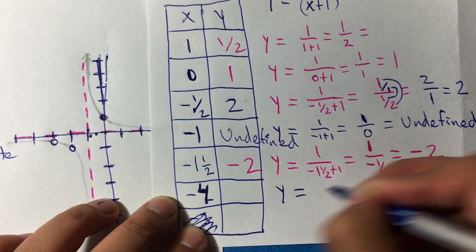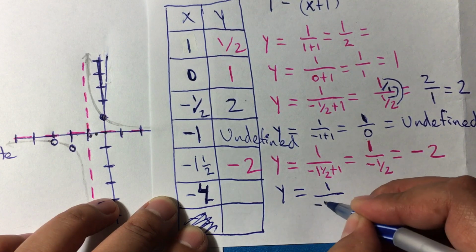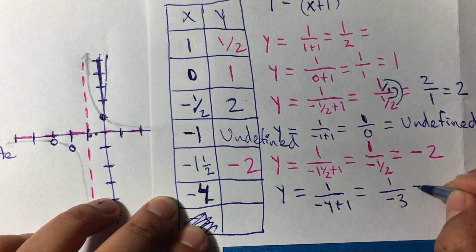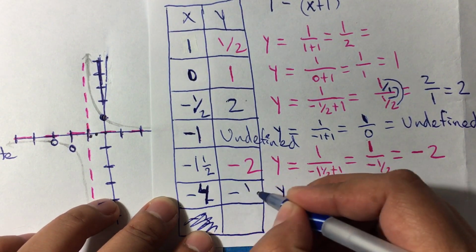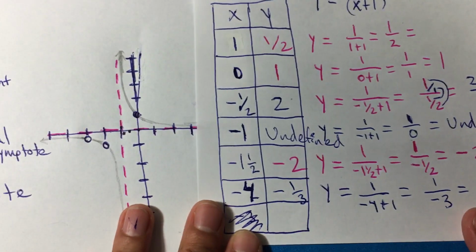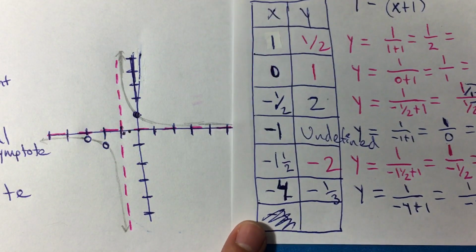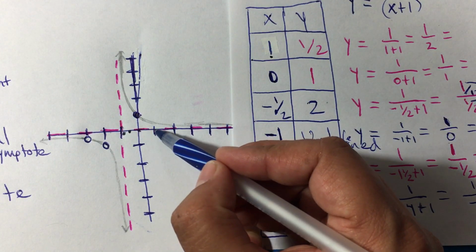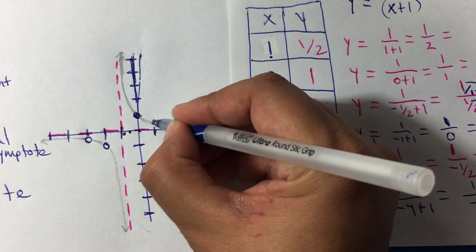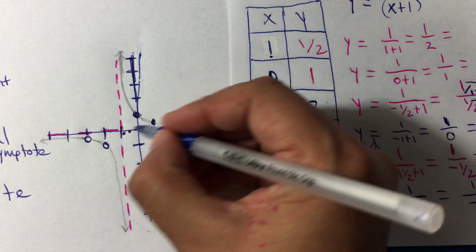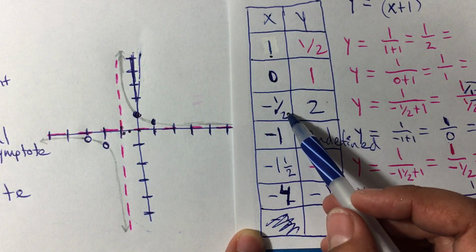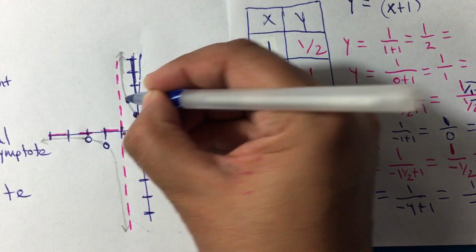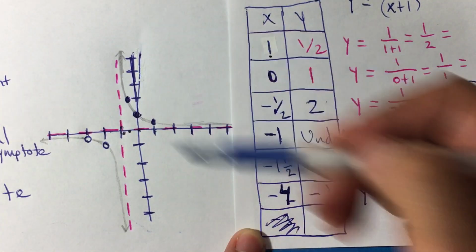And the last one, y is equals to 1 divided by negative 4 plus 1. 1 over negative 4 plus 1 is negative 3. So negative 1/3. Okay, now that we have those values, we can see how close or far we were with our graph. So 1, 1/2 from the origin, 1, 1/2 is around there. Good job. 0, 1, we already had that one. Negative 1/2, positive 2. Positive 2 is right there. Not bad. Okay, undefined, that means that there are no values in here.